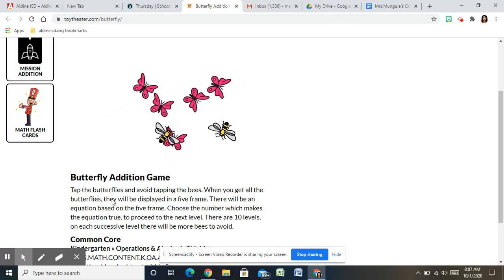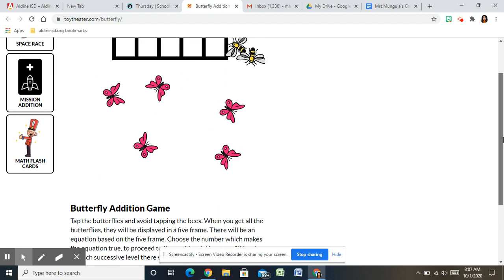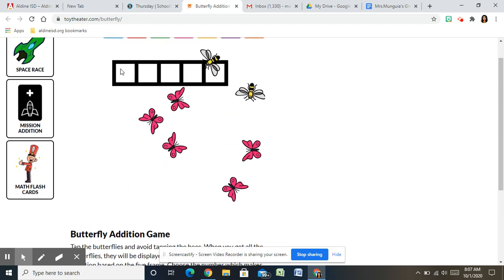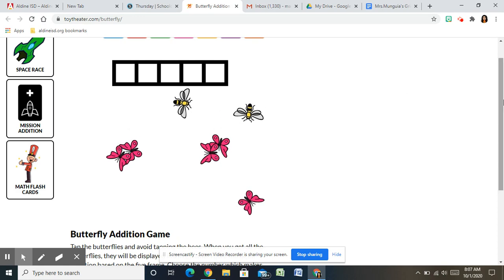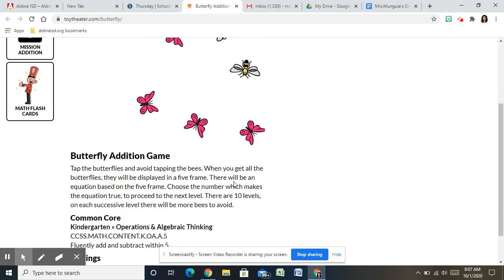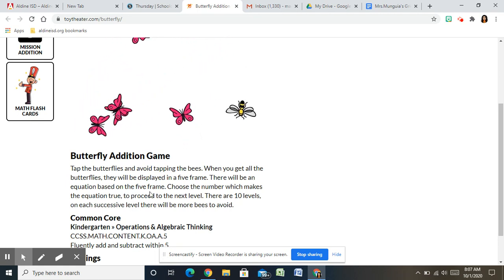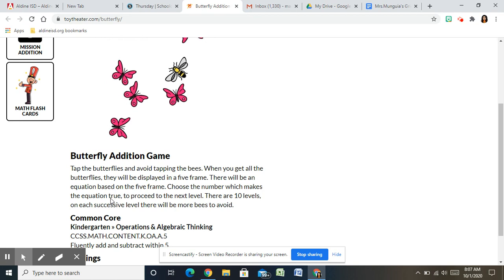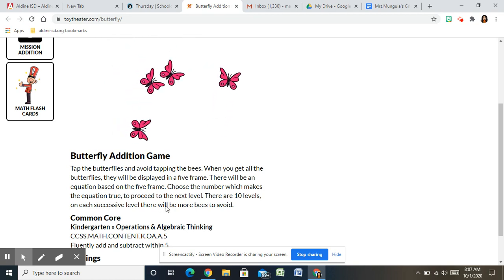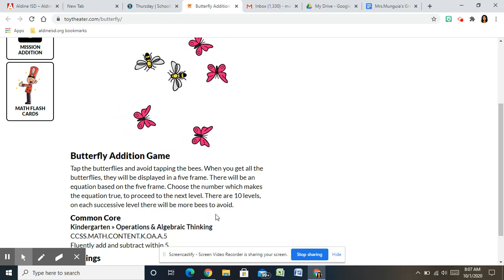When you get all the butterflies, they will be displayed in a 5-frame. Remember, this week we used a 5-frame to solve addition problems. Look, a 5-frame right here. There will be an equation based on the 5-frame. Choose the number which makes the equation true. To proceed to the next level, there are 10 levels. On each successive level, there will be more bees to avoid.